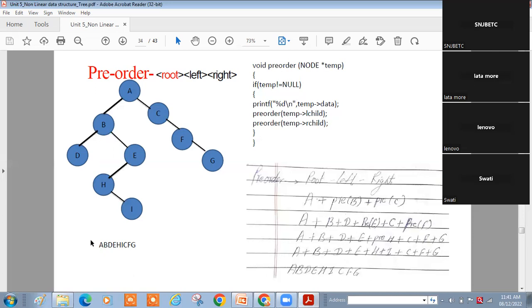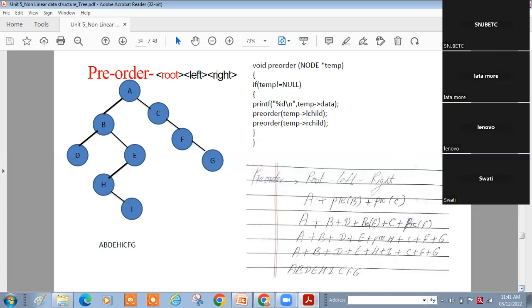I have directly shown you the output. But in your theory paper, this question is for 5 marks, and this answer is for 5 marks. So in this way, you have to explain it. So this is for pre-order. Now similarly, you can observe carefully that in in-order we keep the data in the temporary variable first, then the left and right child.